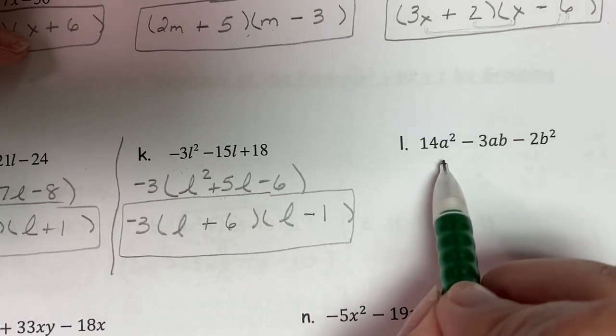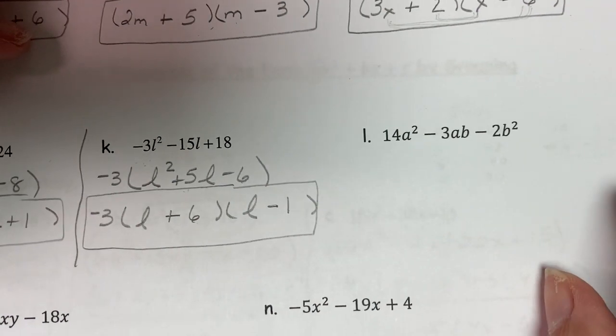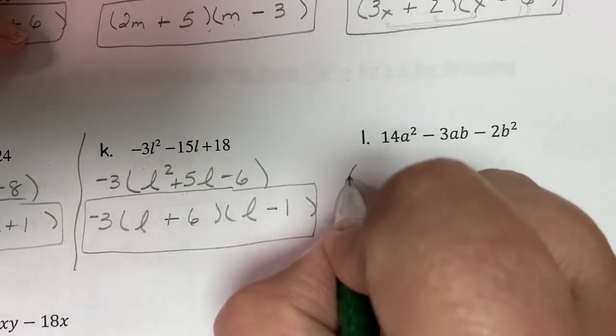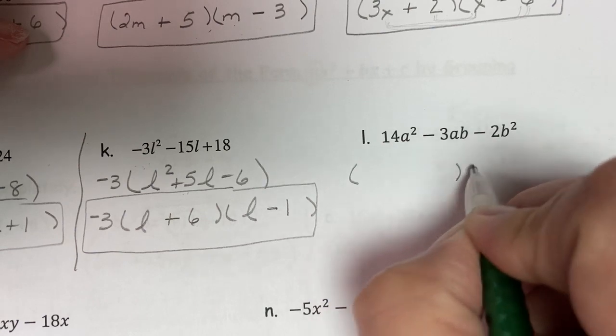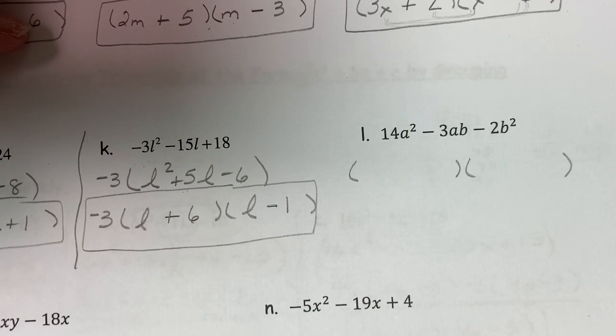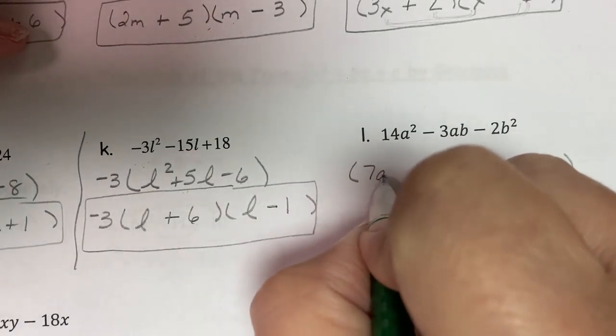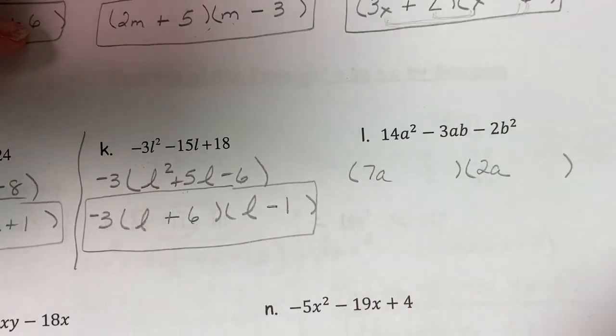Is there a GCF here? I'm looking not for the numbers. I don't think so. So here we go. We're just going to go into guess and check, and this one does not look like it's going to be fun. So 14a squared will be, 14 can be 1 and 14, or it can be 2 and 7. I'm going to try the 7a and the 2a first. I just have a feeling.